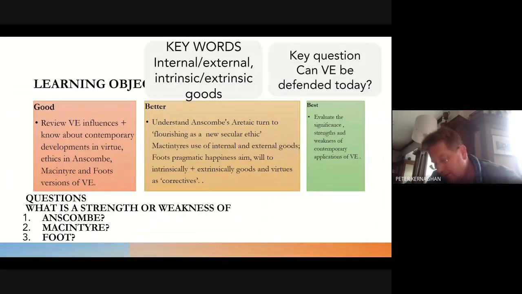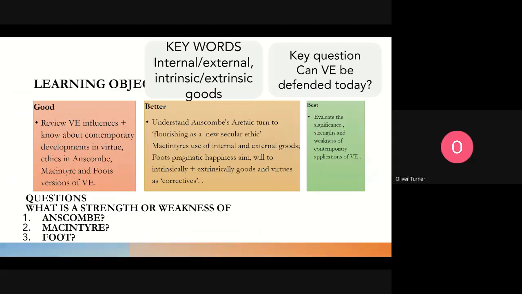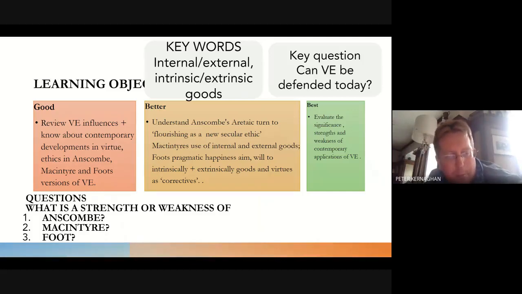Yeah. Right. Ollie, give me a strength or weakness of MacIntyre. It's still elitist and quite Victorian. Yes, that would apply to Foot in particular. Oh. Yeah, no, but that's okay. Okay, so what can we say?